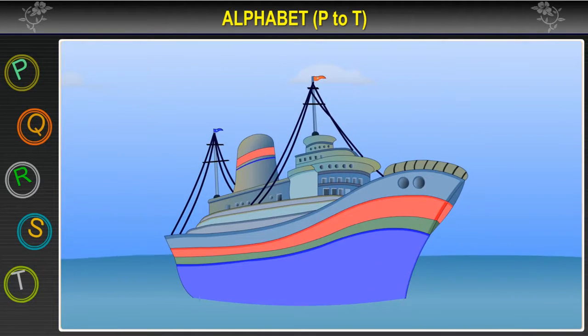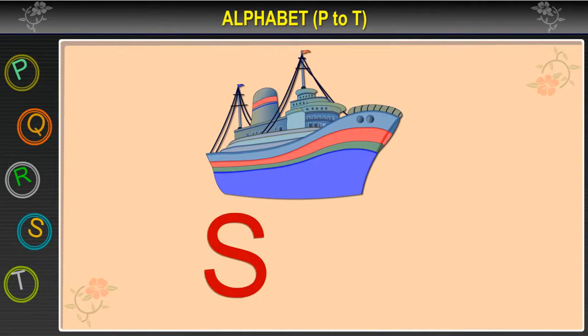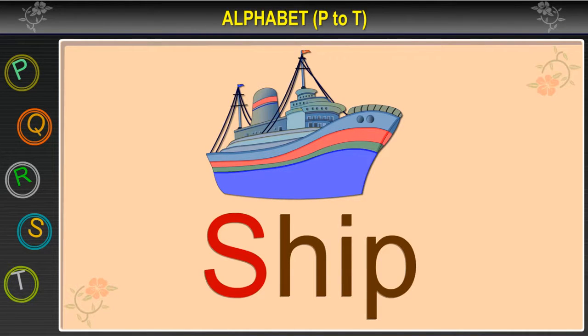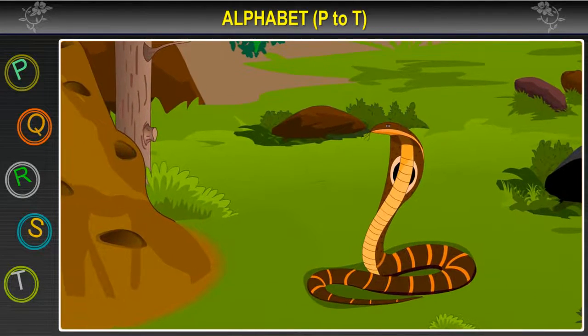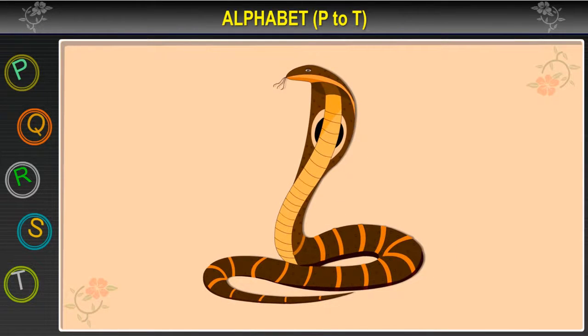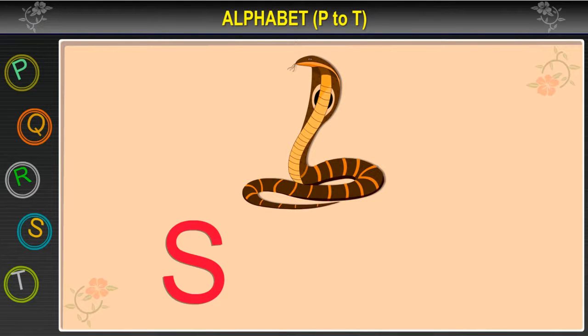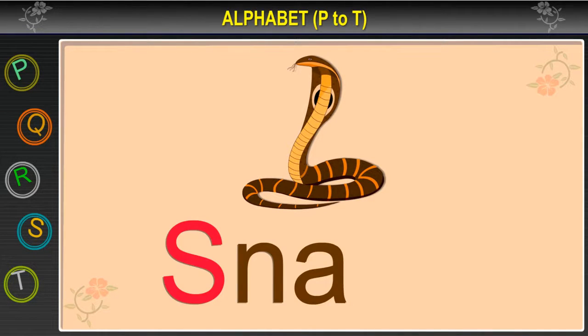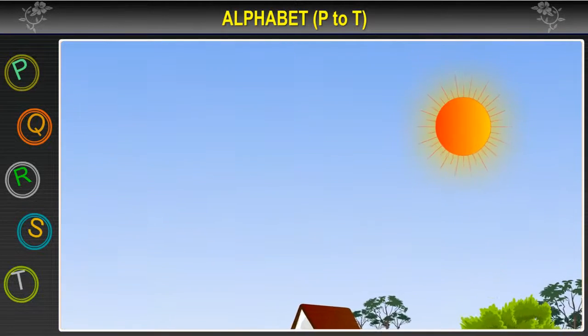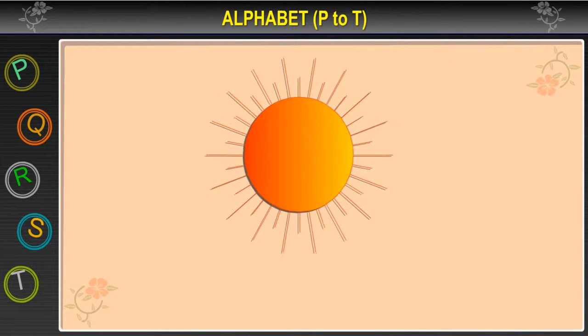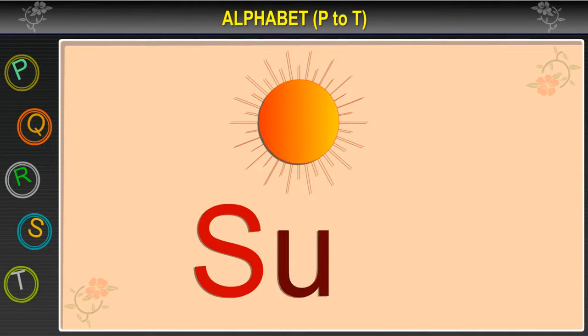S for ship. S H I P, ship. S for snake. S N A K E, snake. S for sun. S U N, sun.